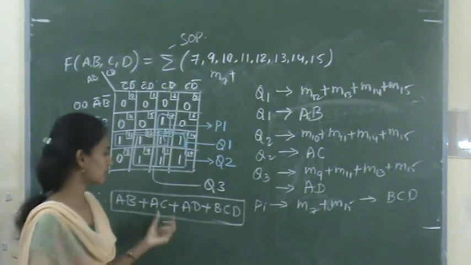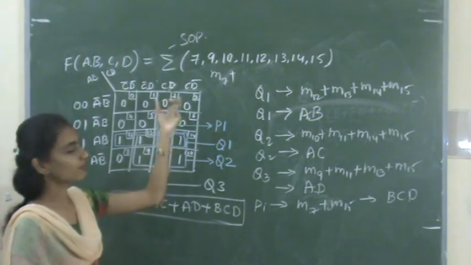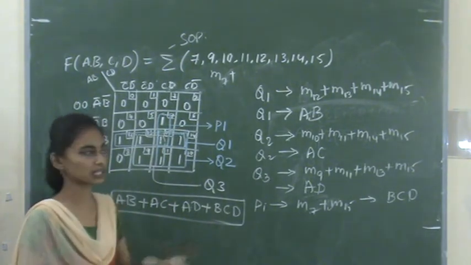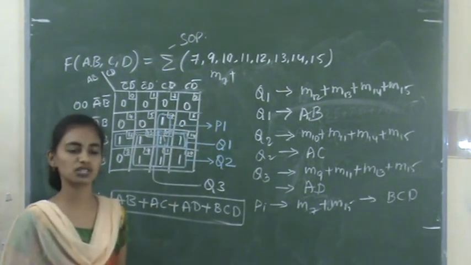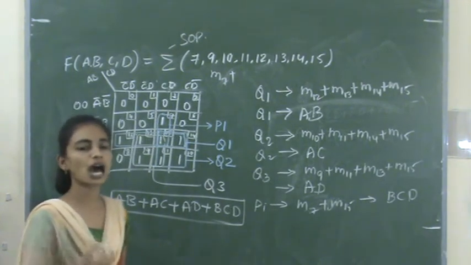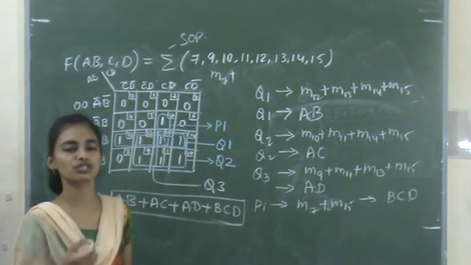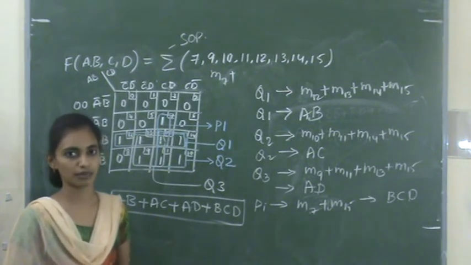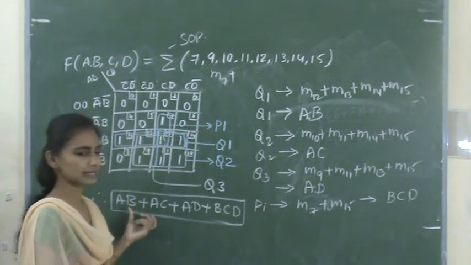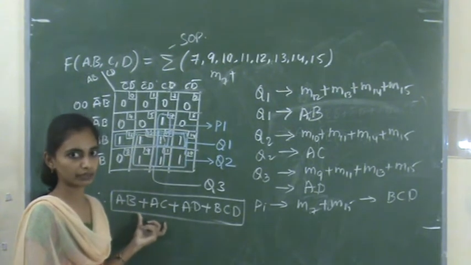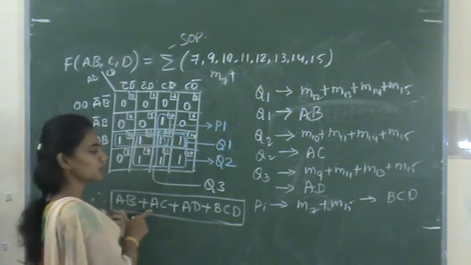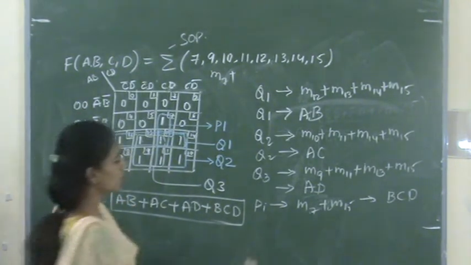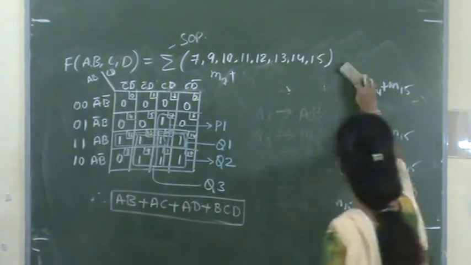They may ask you to find the simplified or reduced expression for this Boolean expression and draw the circuit diagram or logic diagram. You know how to write a logic diagram, right? This is the reduced expression you get, and for this expression you have to write the circuit. How to write the circuit?